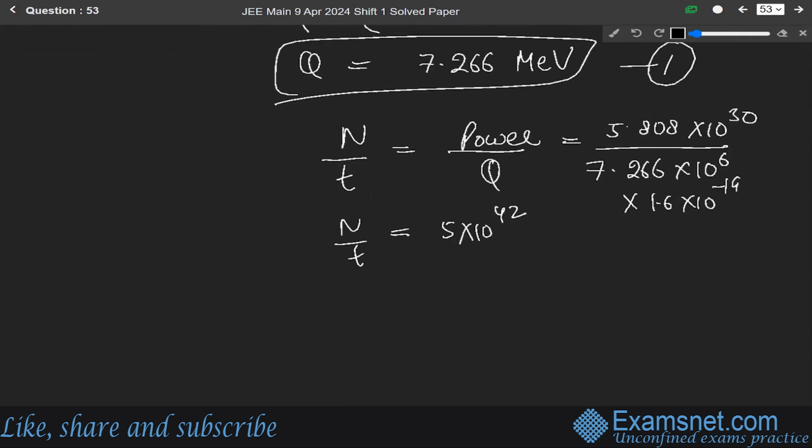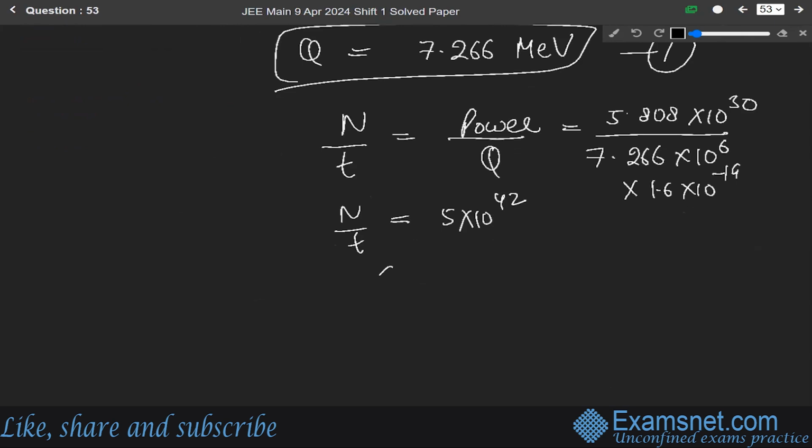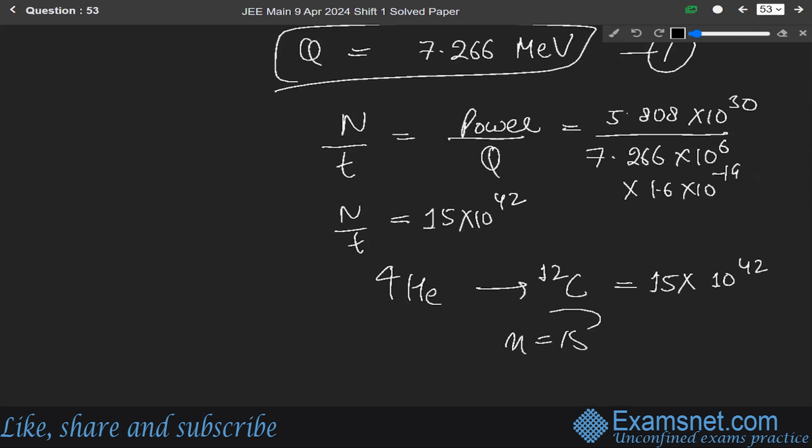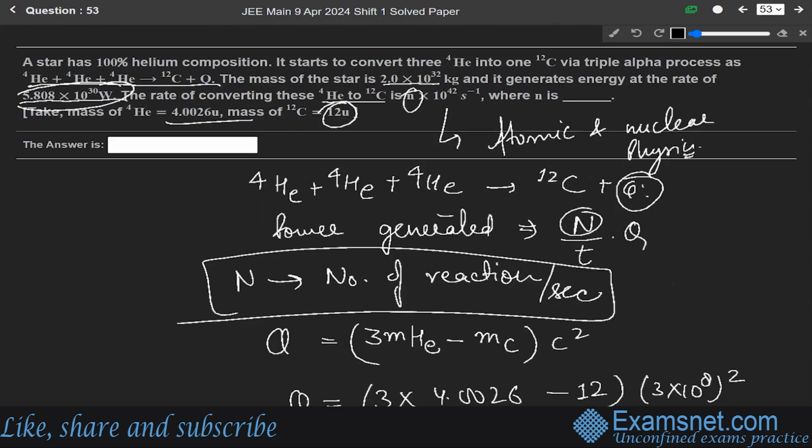So the rate of conversion of helium into carbon will be equal to 5 into 10 to the power, actually it will be 15, not 5. 15 into 10 to the power 42. So the value of n is here 15, okay? So the value of n is 15 here.